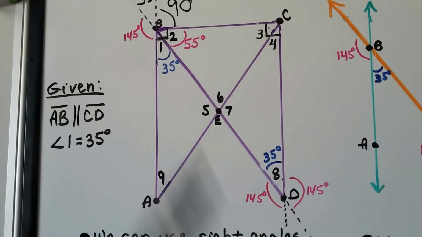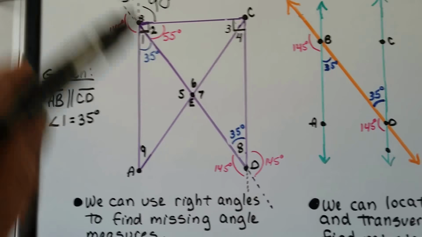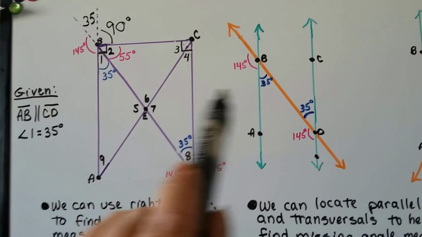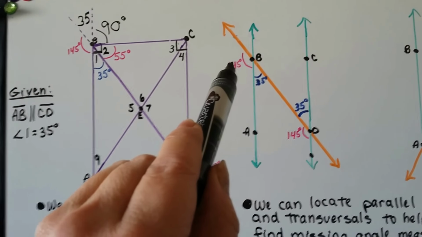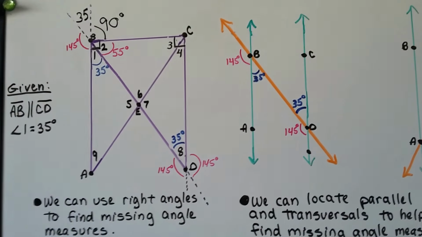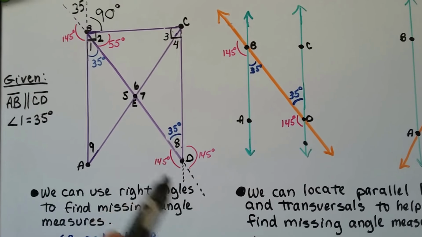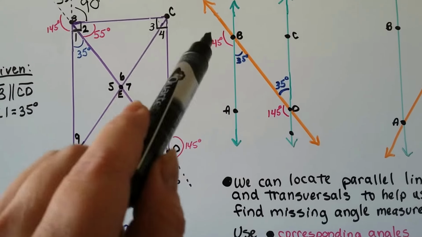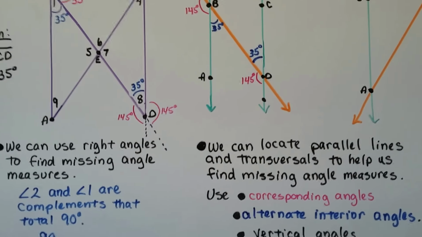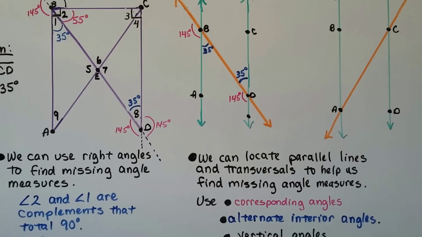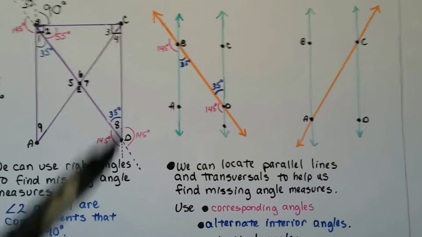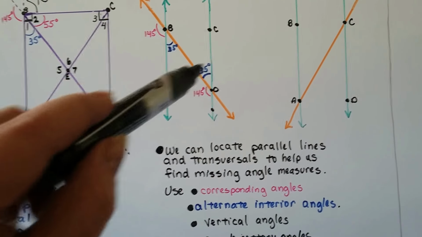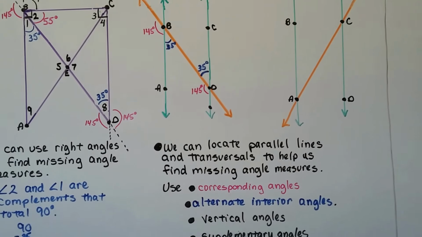And if you look at this as two parallel lines and a transversal, like this, and they gave us that this one was 35 degrees, and we know that this one is 145 degrees now because it's supplementary, we can find these measures because these are corresponding angles right here. See these pink ones? So we can locate parallel lines and transversals to help us find missing angle measures. We use corresponding angles. We can also use alternate interior angles. And then we know that angle 8 is 35 degrees.